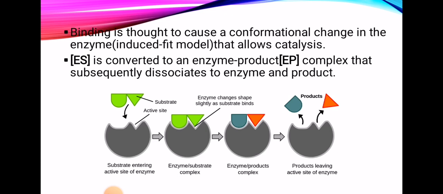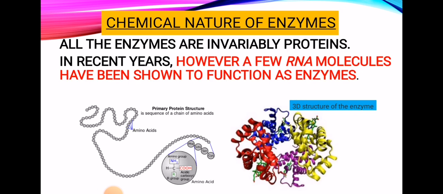So the enzyme substrate complex is converted to an enzyme product complex, EP. So here you can see in the third and fourth part of the diagram, this enzyme product complex subsequently dissociates into enzyme and product. Thus the product leaves the active site of the enzyme, so that the enzyme which has undergone a conformational change will regain its shape back, and it is very much ready to take over another substrate at this active site.